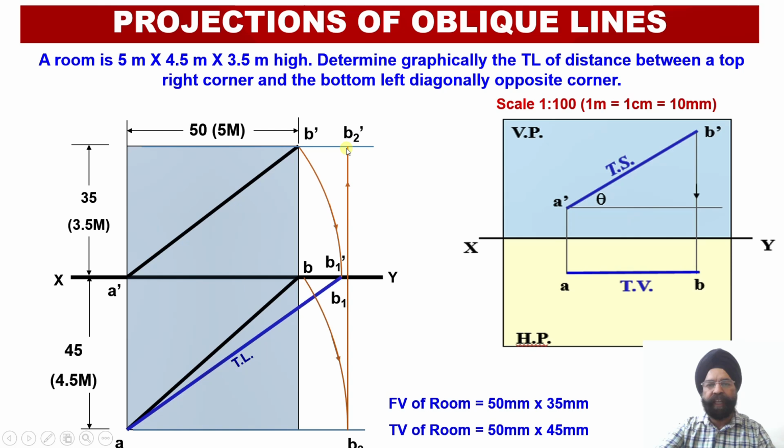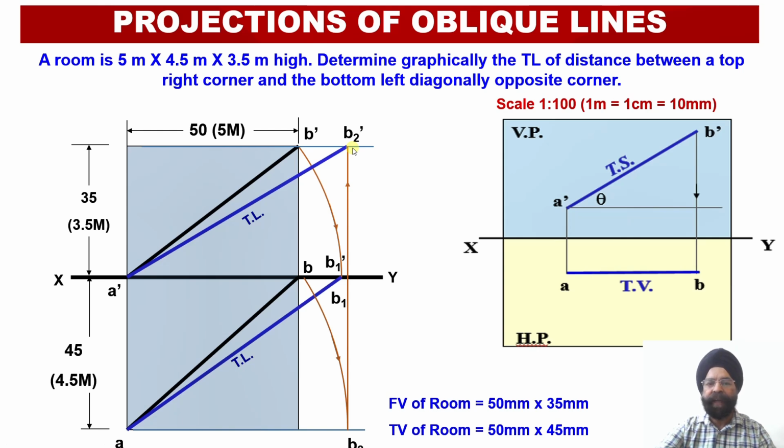The moment we obtain this point as B2 dash, now we can join A dash with B2 dash, and again we have drawn it using a blue color line. Blue color line means we have been able to obtain the true length of this particular string. So now we have obtained the true length of this string in the top view. We have obtained the true length of the string in the front view as well. You cannot have two true lengths for the same distance over here.